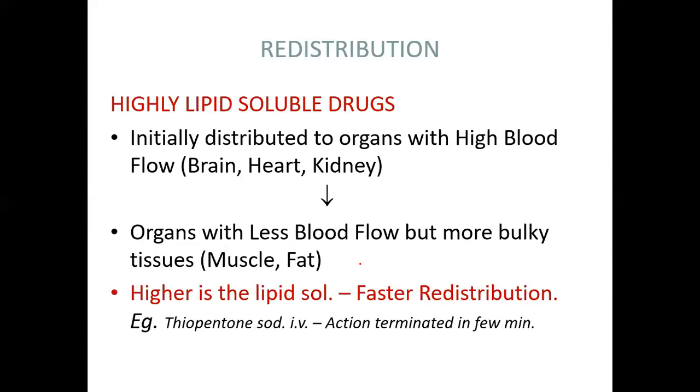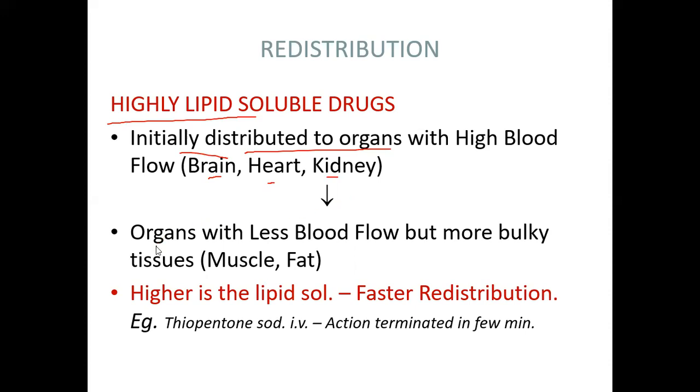Now let's talk about another phenomenon that is there in distribution, that is redistribution. This is one phenomenon which depicts the lipid solubility of the drug. A drug that is highly lipid soluble, once you inject this particular drug, will immediately reach those organs that have a high blood flow, namely the brain, the heart, and the kidney. Because of its high lipid solubility, as soon as it enters the brain, heart, and kidney, immediately it comes out because of the phenomenon of diffusion.